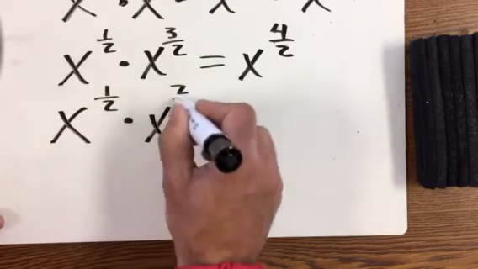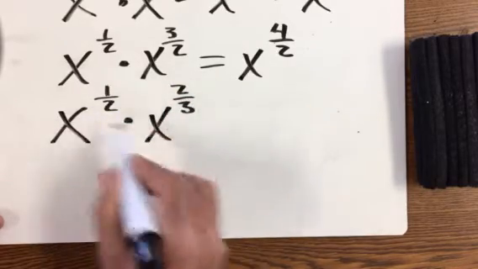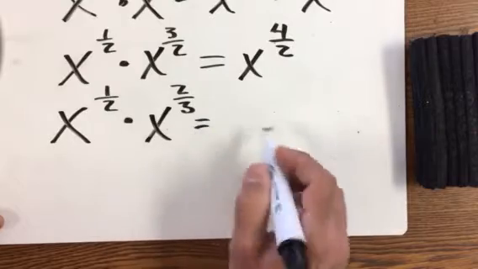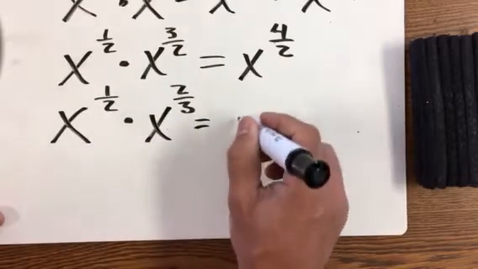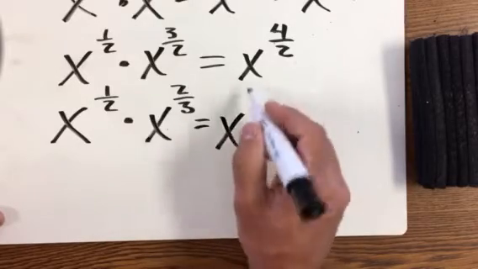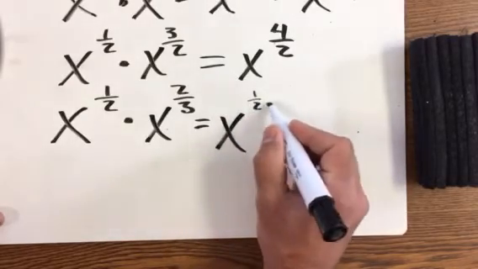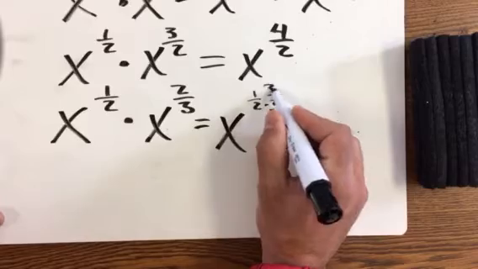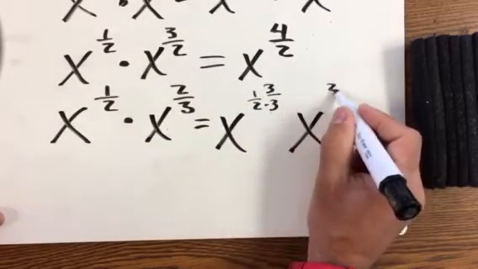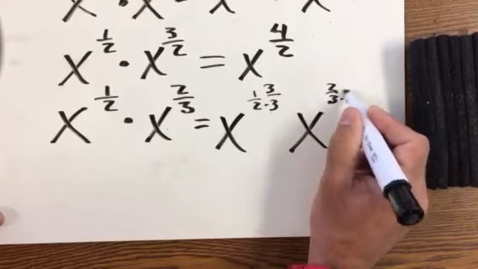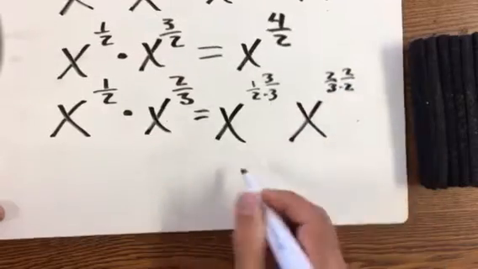So if I have something like this, these are not a common denominator, so I'm going to make them a common denominator. So I'm going to say, what can 2 and 3 both go into? And they can go into 6. So I'm going to go 1/2 times 3 over 3, because that's going to give me 6. And this one I'm going to do 2/3 times 2 over 2, because that's going to give me 6.